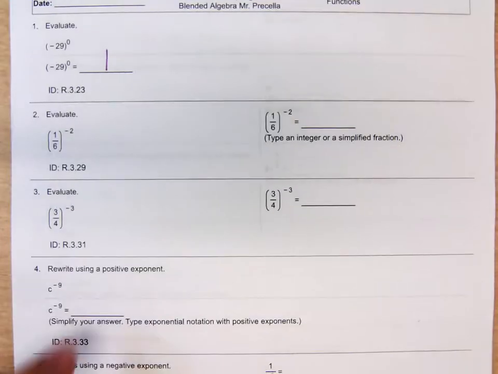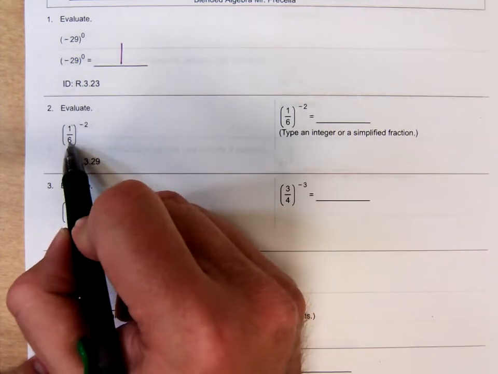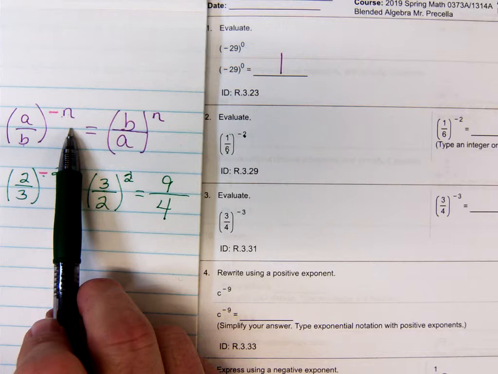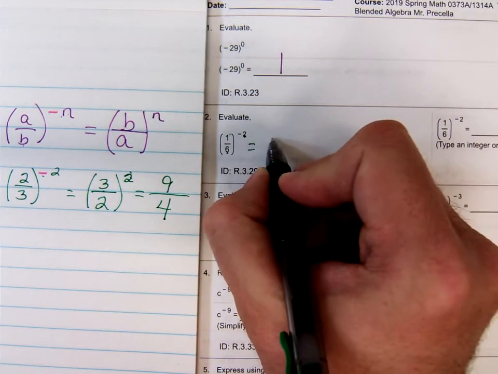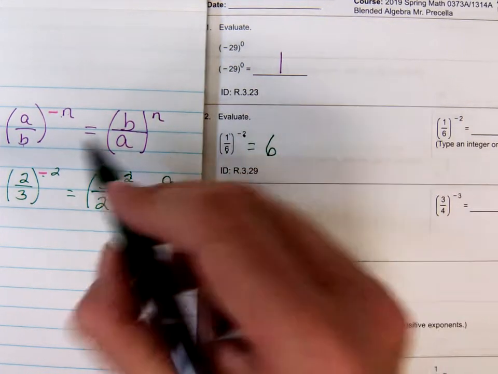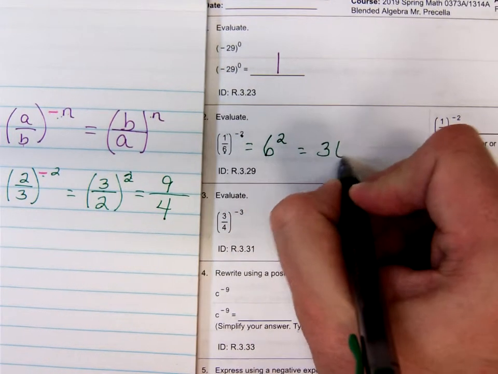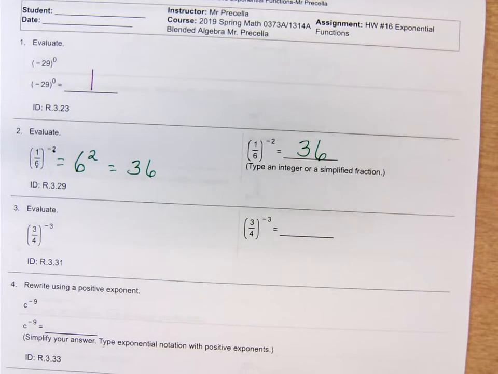Let's do more problems. Like problem number 2. We have a fraction to a negative power. So that's what I was just doing right here. Just flip the fraction. Flipping 1 over 6, I get 6 over 1. I think I'm just going to write that as 6. And then change the sign of the exponent from a negative 2 to a positive 2. So 36 is my answer there.